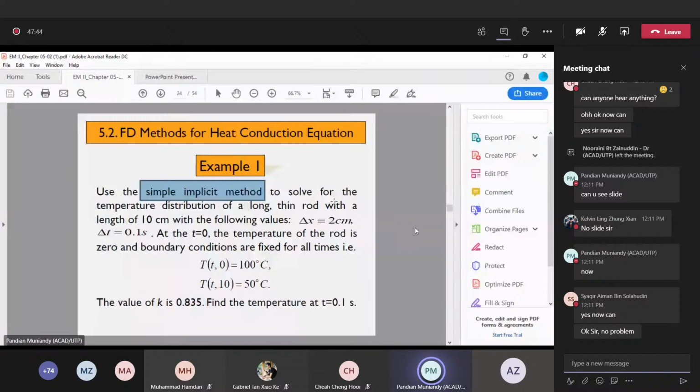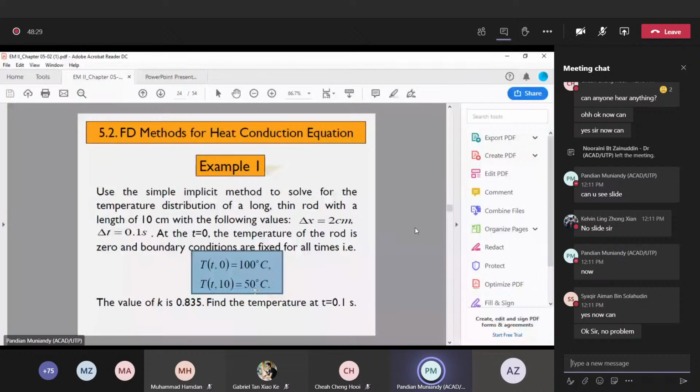The problem remains the same. Solve for the temperature distribution, that means the capital T, for the long thin rod with a length of 10 cm, given the step size, the distance del x is 2 cm and del t is 0.1 second. At the time t0, the temperature of the rod is 0. But the boundary condition is different. Now this one is already fixed. You cannot change this. What is the meaning of this? The temperature at x0, that means when the distance is 0, the temperature is 100. At distance 10, the temperature is 50.